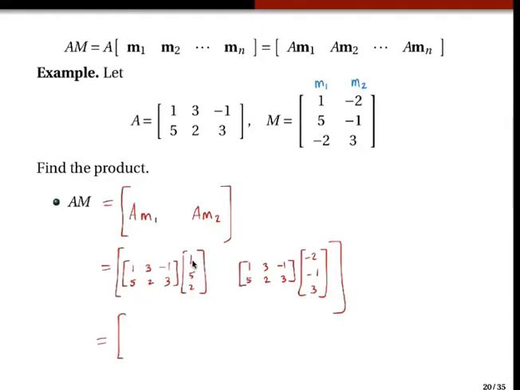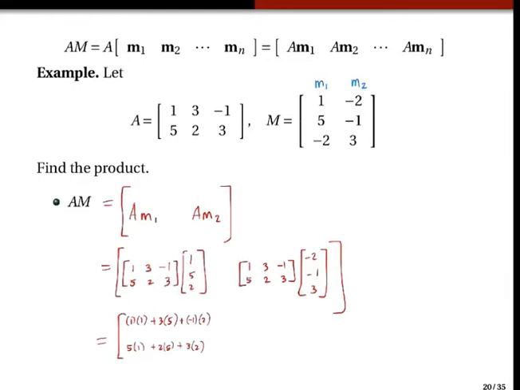So this one multiplied to this for row 1. And then here, this one multiplied to this for row 2. So it's still the same. So 1 times 1 plus 3 times 5 plus -1 times 2. Okay, so this one multiplied to this one. And then in here, you have 5 times 1 plus 2 times 5 plus 3 times 2. Okay, so this one multiplied to this one.